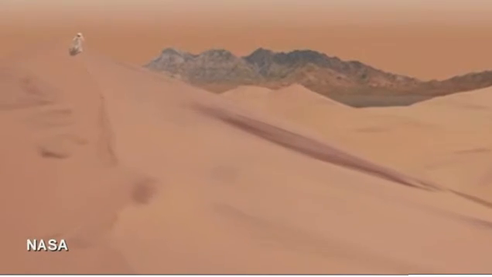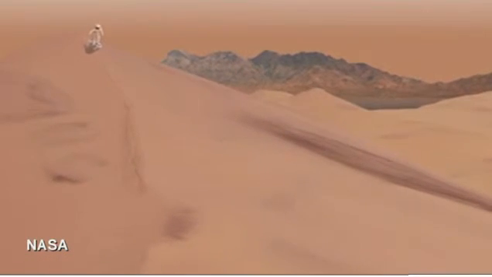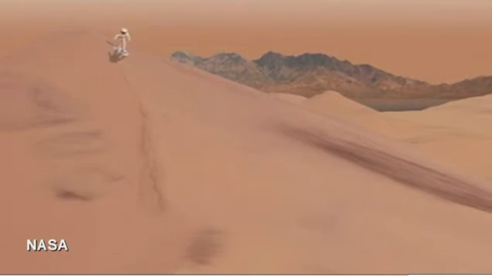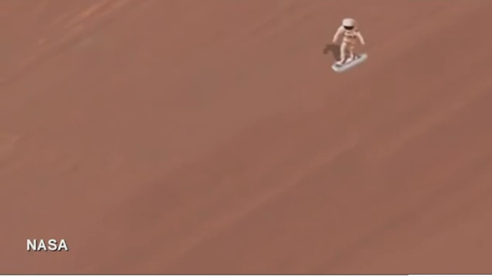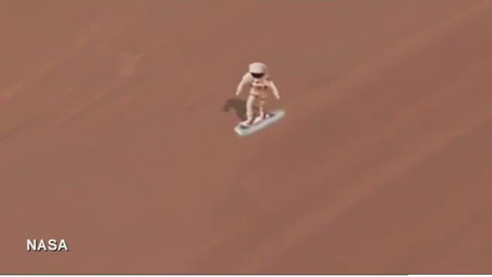I'm looking forward to the day when astronauts can engage in a whole new area of extreme sports. They could snowboard down these carbon dioxide covered dunes on a cushion of carbon dioxide. They would just shoot right down those slopes. It would be amazing.